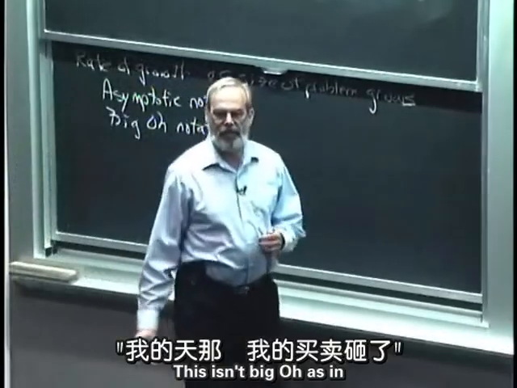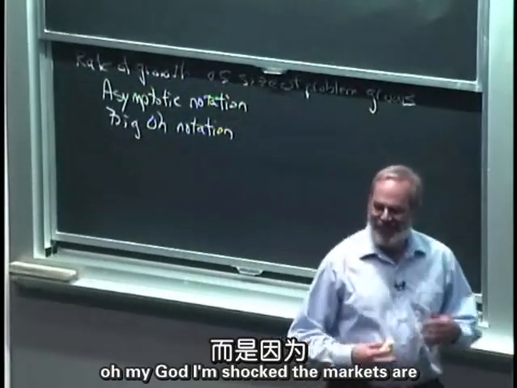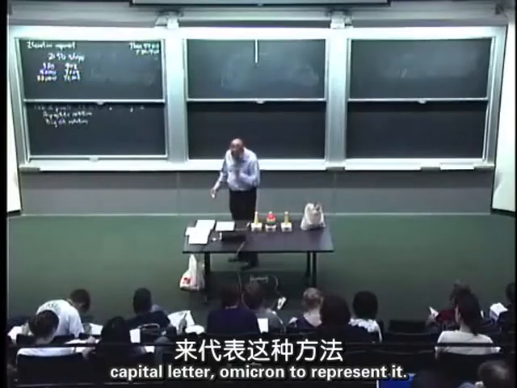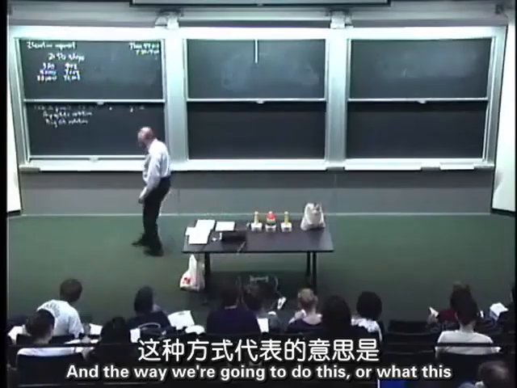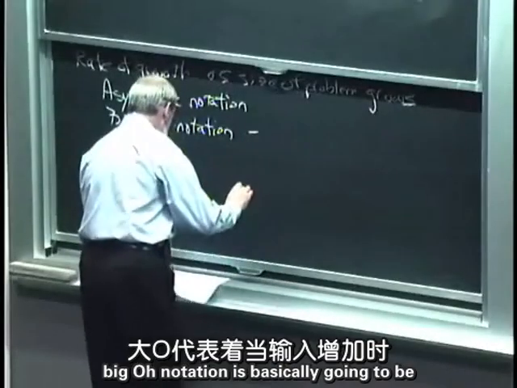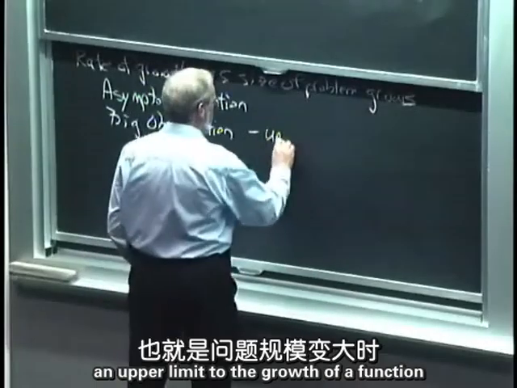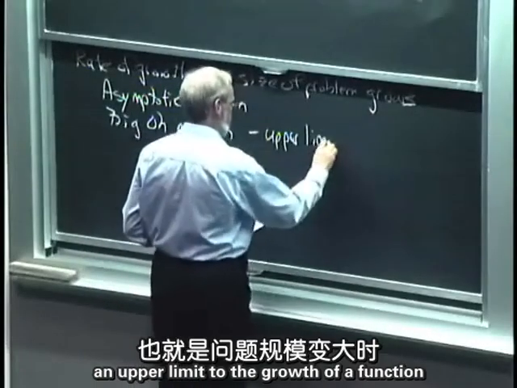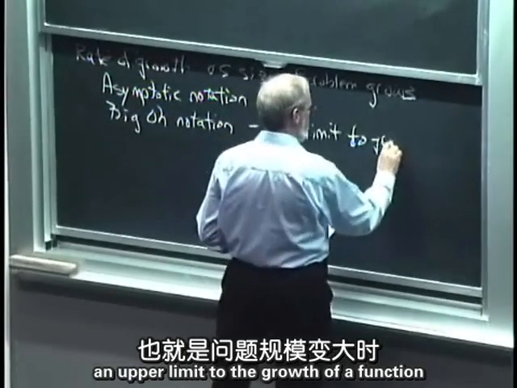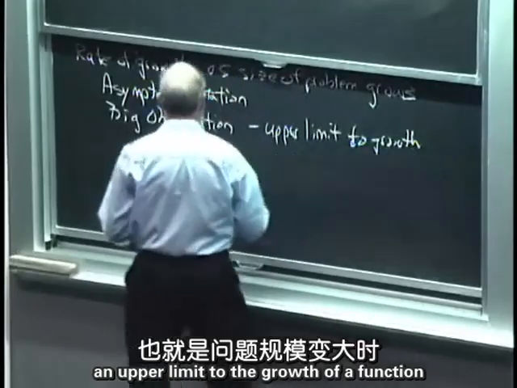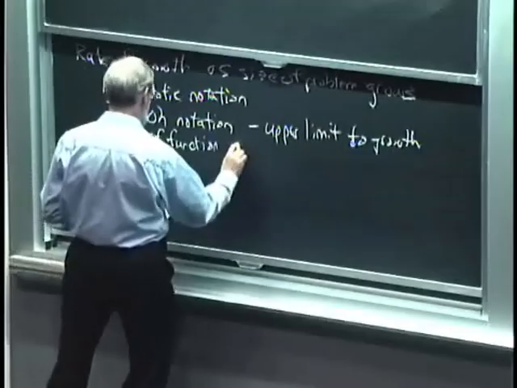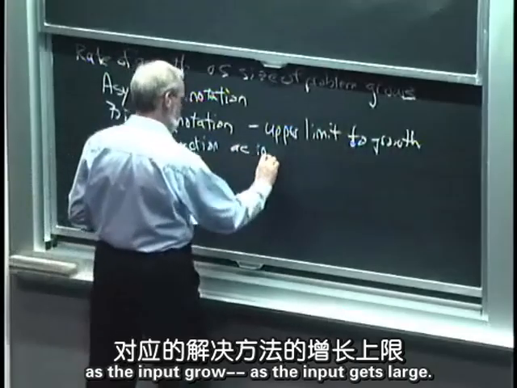This isn't big O as in, oh my God, I'm shocked, the markets are collapsing. This is called big O because we use the Greek letter, capital letter Omicron to represent it. And the way we're going to do this, or what this represents, let me write this carefully for you. Big O notation is basically going to be an upper limit to the growth of a function as the input gets large.